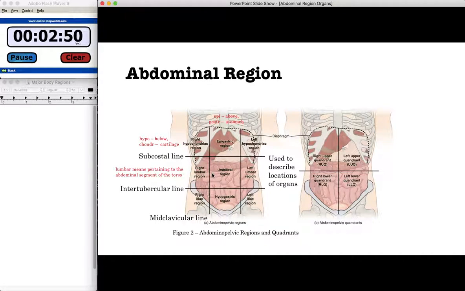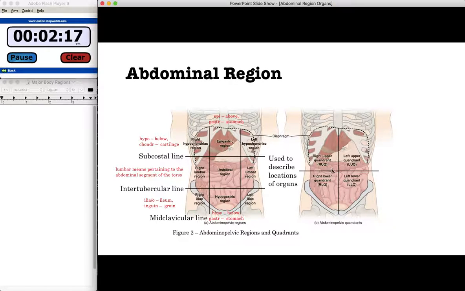This is the umbilical region. This is where our umbilical cord is, and it's aptly named. That's the cord that connects the fetus to the mother, and that's where the fetus gets its nutrients. Then you have the right inguinal or iliac region. Inguinal means groin, or iliac meaning pertaining to the ilium. So you have the right and left iliac or inguinal region, and then you have the hypogastric, which is the region below the stomach.